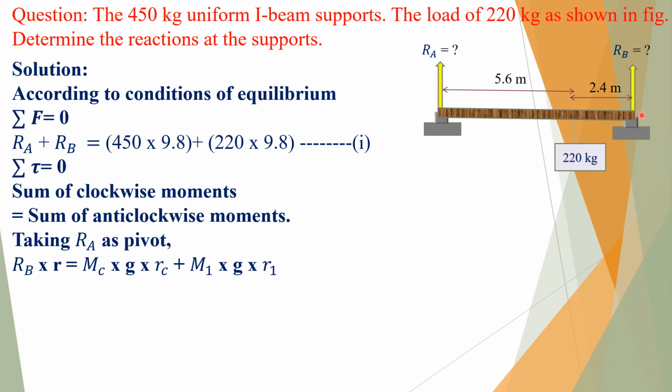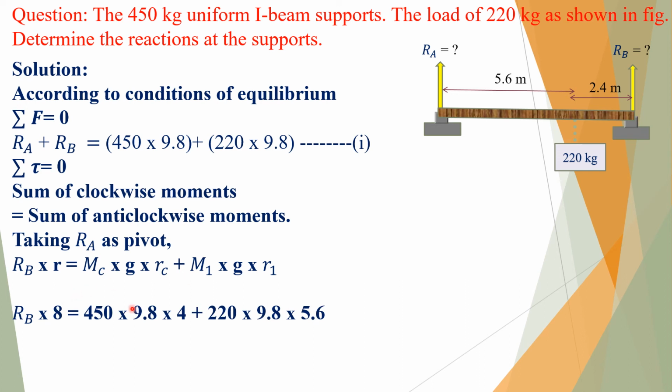At point B, moment is RB into R. RB is reaction force into R. R is moment arm. For the uniform beam, we have torque: moment MC into G, that is weight of the uniform beam, into RC, that is moment arm, and we have torque for this load, M1 into G into R1. M1G is weight of the load and R1 is moment arm.